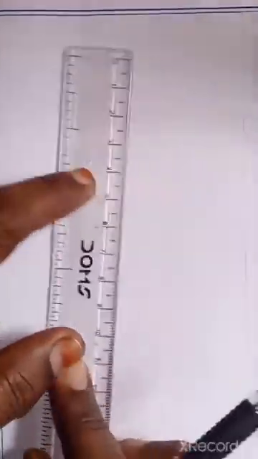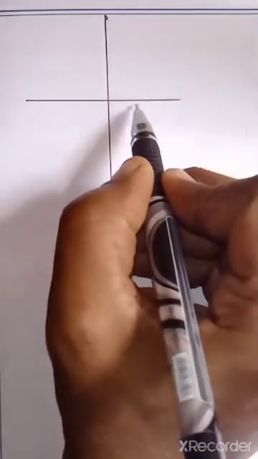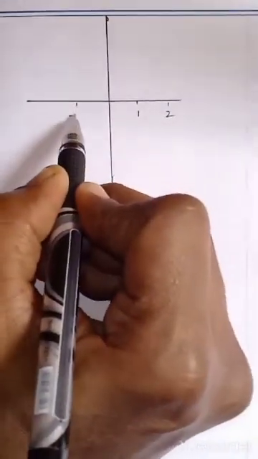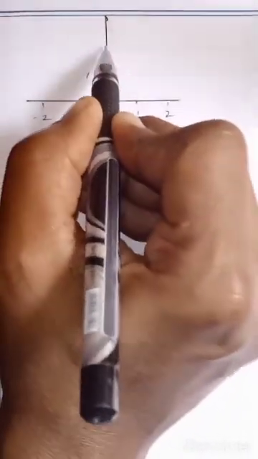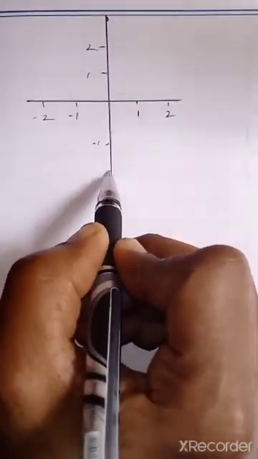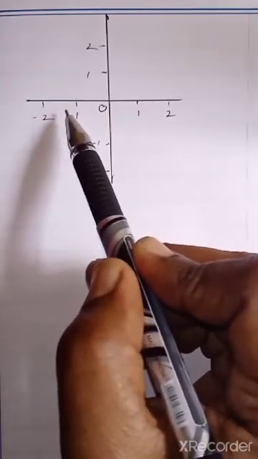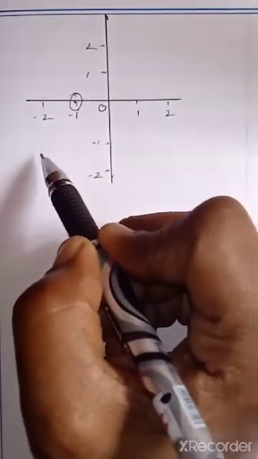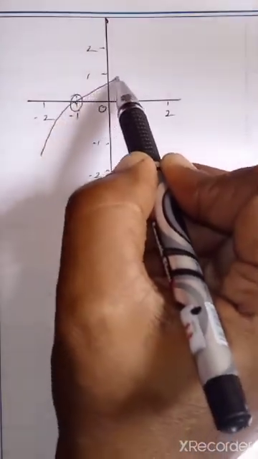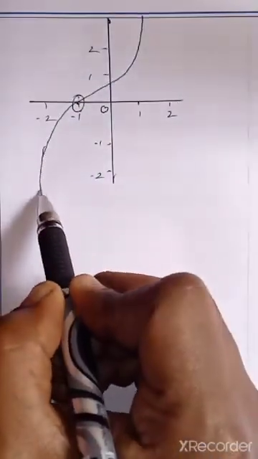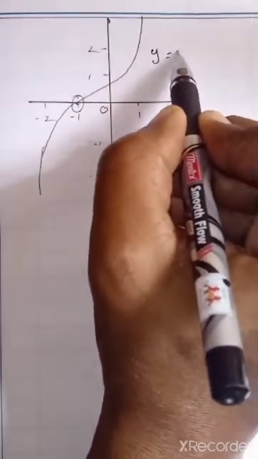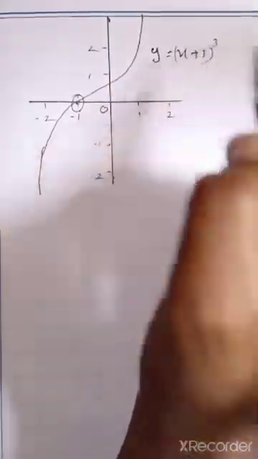Now left for 1 unit, again same, you have to draw your x-axis, y-axis. So 1, 2, minus 1, minus 2, 1, 2, minus 1, minus 2, 0. Now we have to move 1 point left. Left means this point, right? So the graph will be like this. This is your y equal to x plus 1 the whole cube.